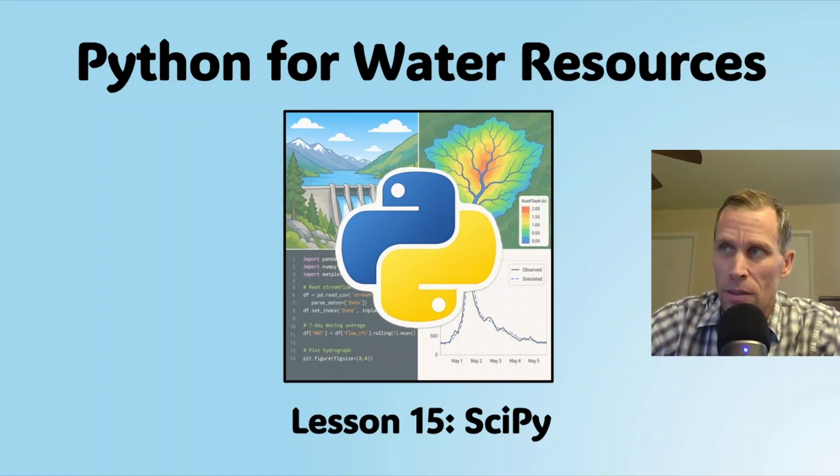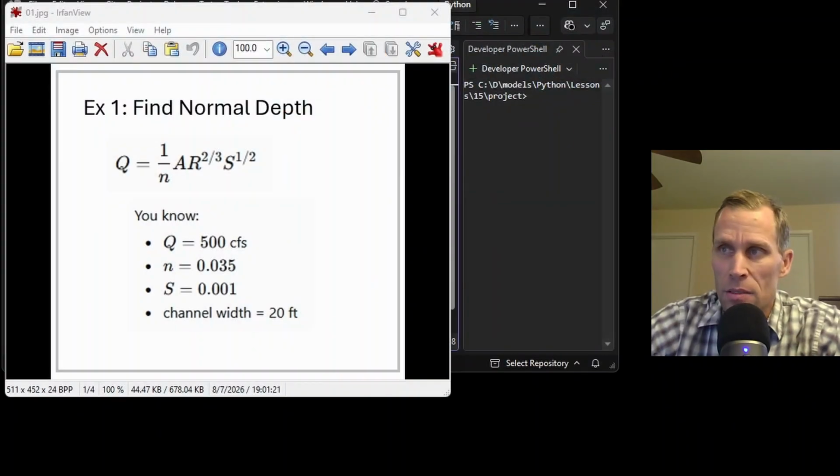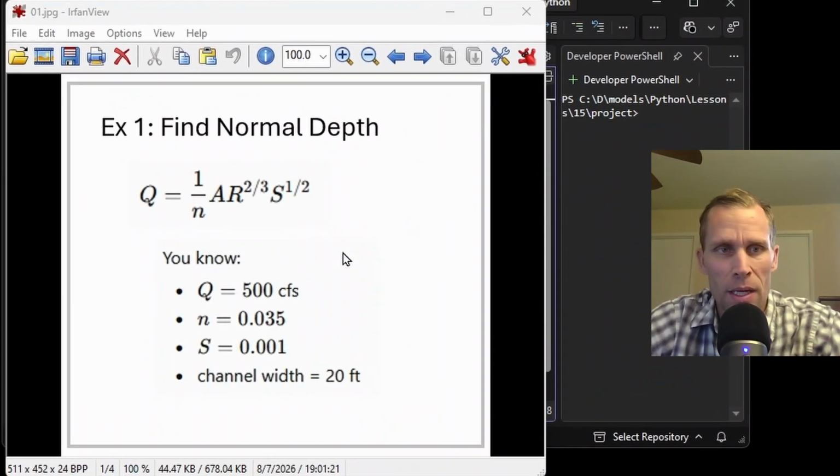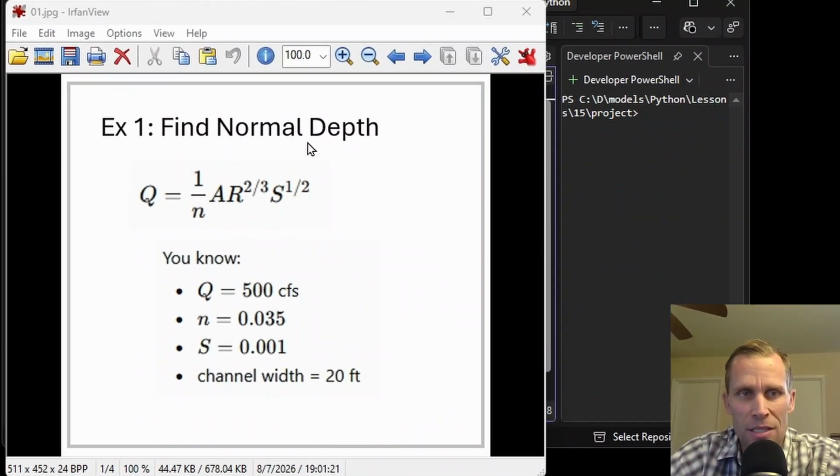SciPy is a Python library that provides numerical algorithms for solving scientific and engineering problems. In this lesson, I'll introduce some of the more common uses and applications of SciPy. What you see on the screen here is example one. I'm going to be working through four separate examples and demonstrating how SciPy can be used to quickly solve some of these problems. All right, we'll return to this in just a second.